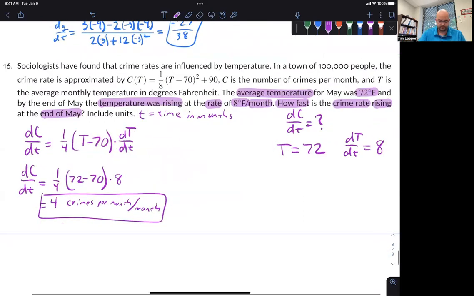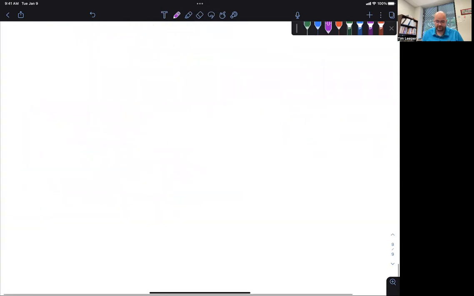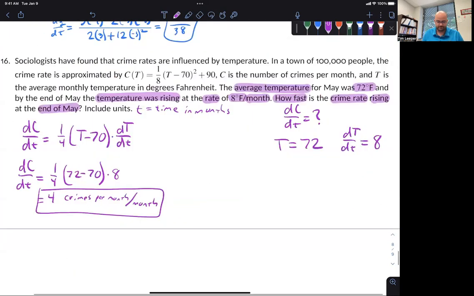And there we go. That is question 16 for exam 3 review. And that's all for exam 3 review.